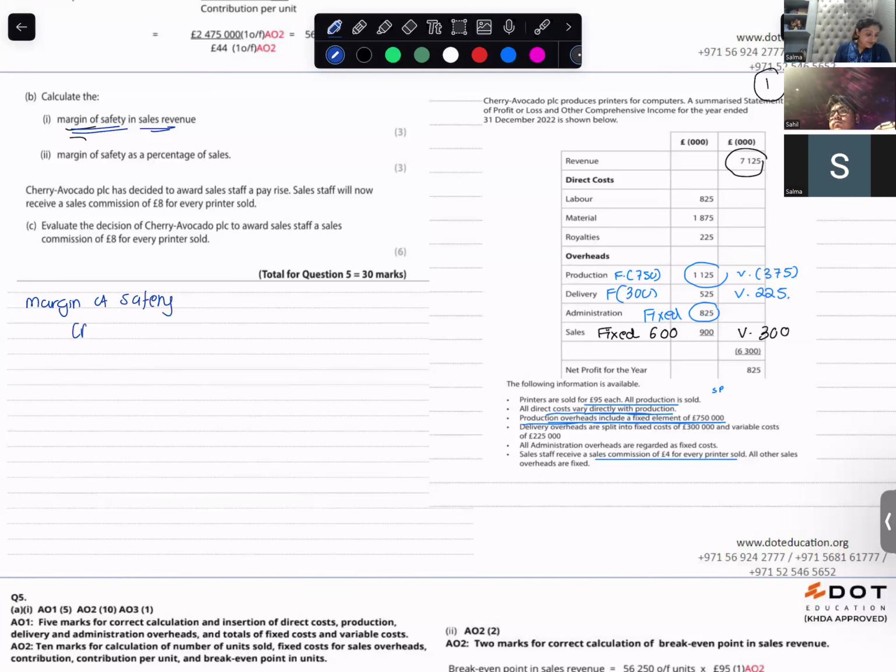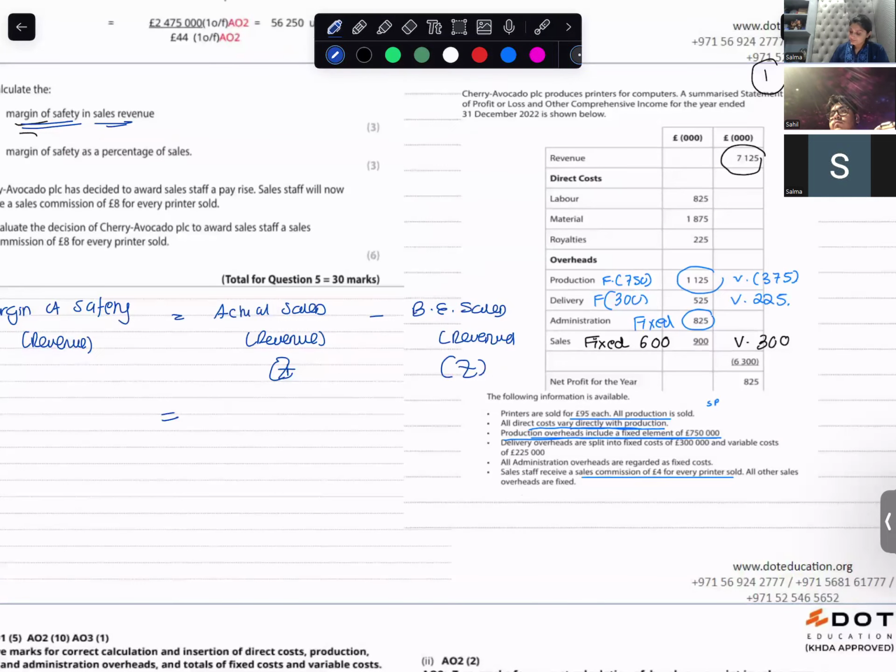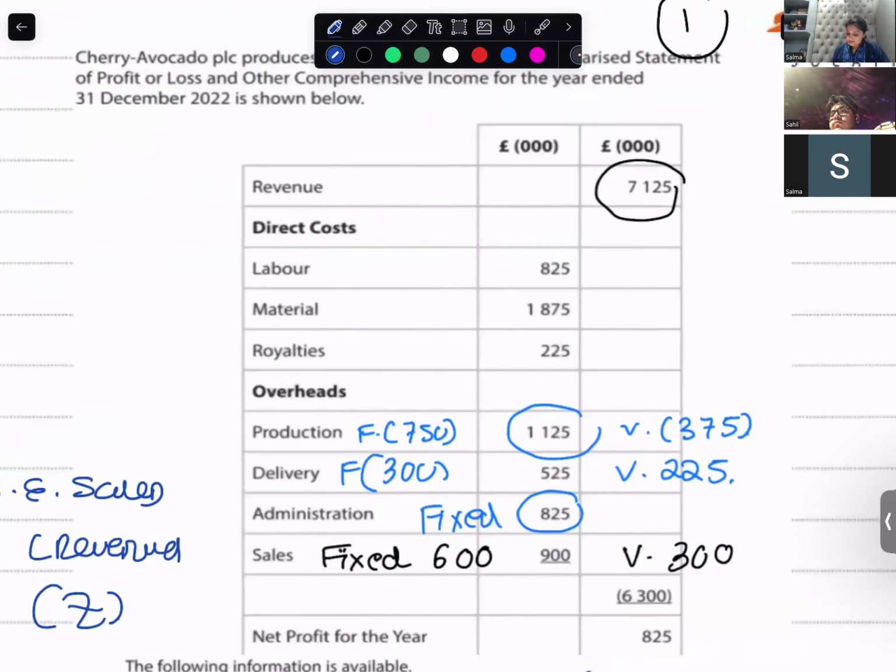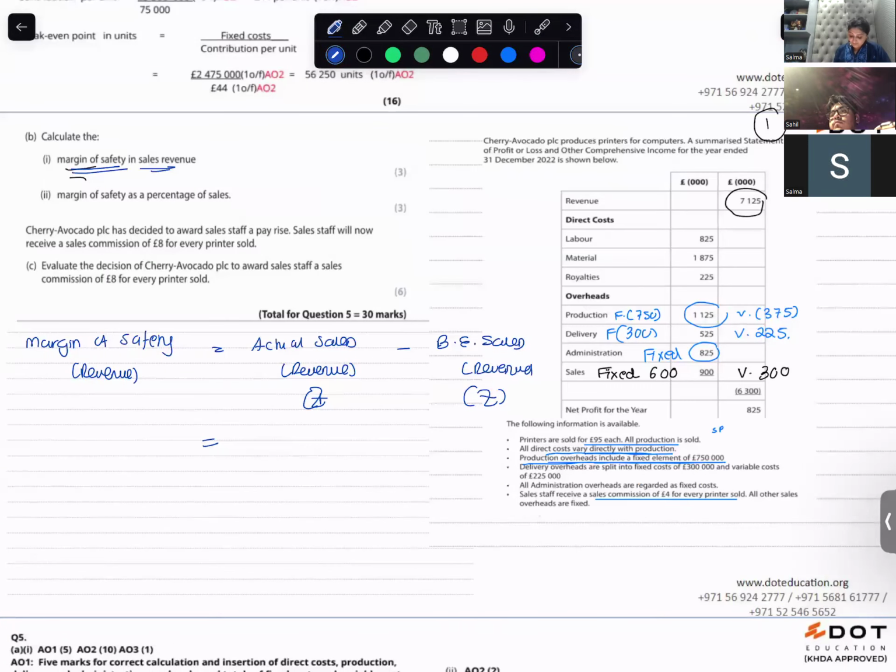When you need margin of safety in sales revenue, the formula for this will be actual sales minus the break-even sales. But in revenue, that means you need it in pounds. Do you know your actual sales in pounds? How much? It's the following from the last one: 7,125,000.